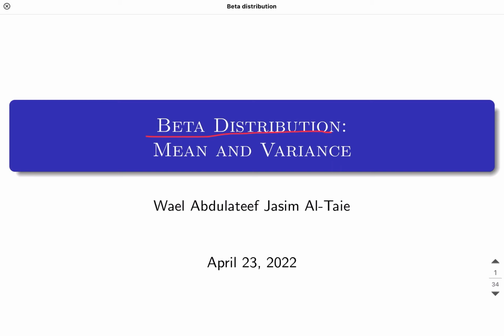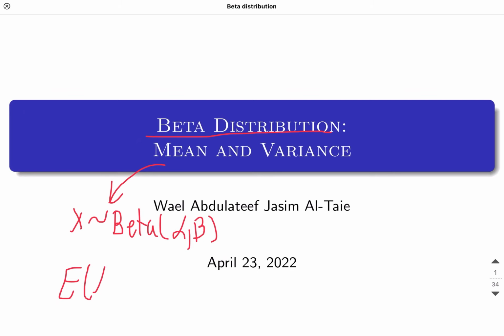In this video, we try to find the mean of the random variable x, which follows a beta distribution with alpha and beta. So we need to find the expectation of x, and at the same time we'll also find the variance of x.